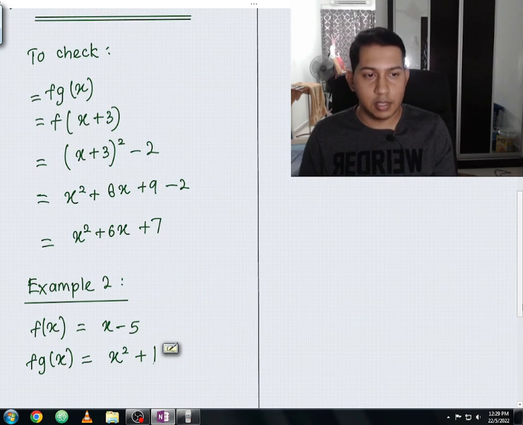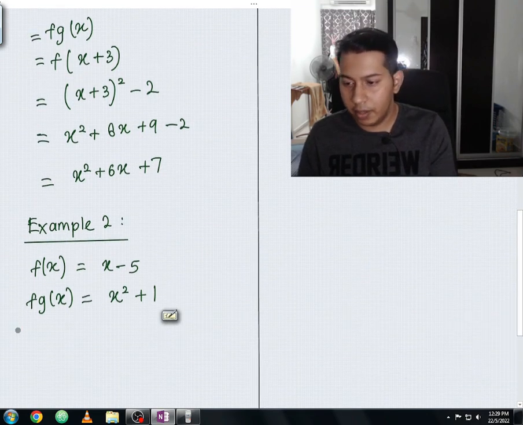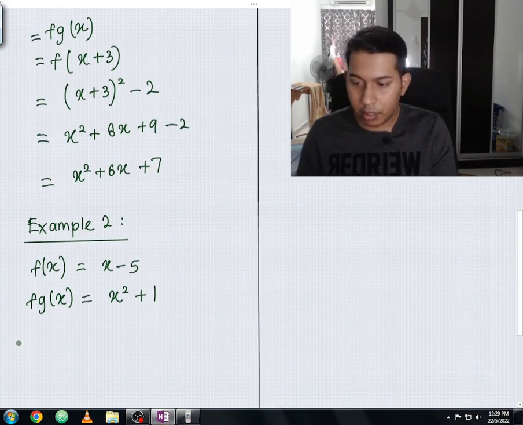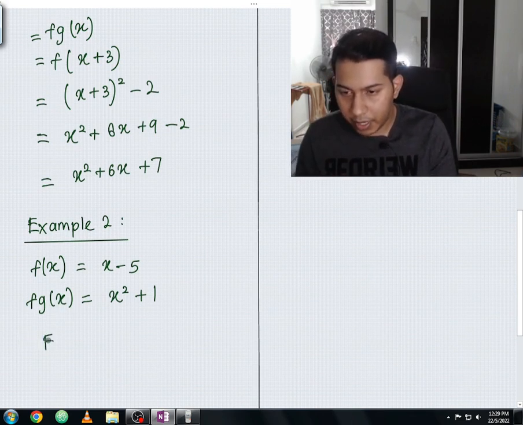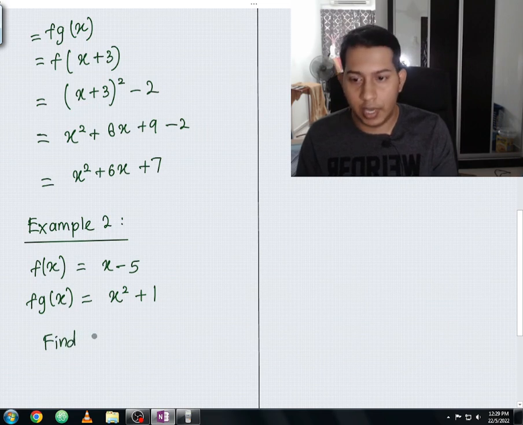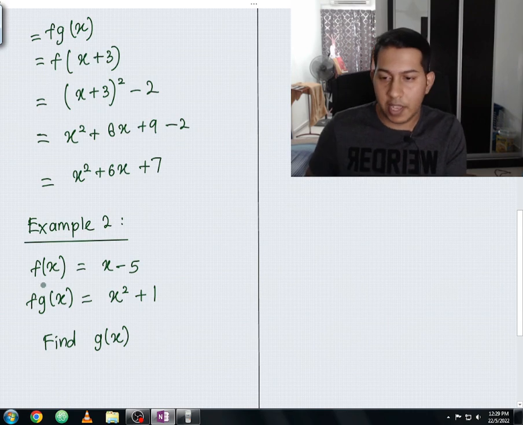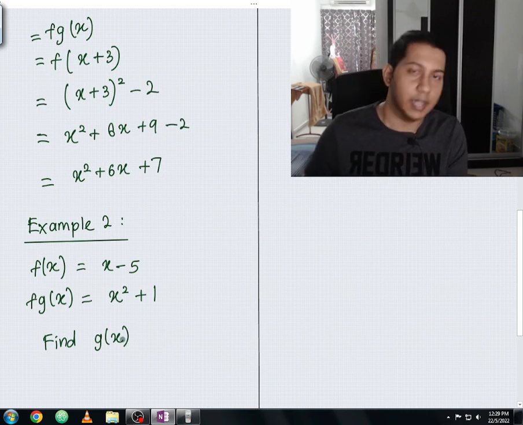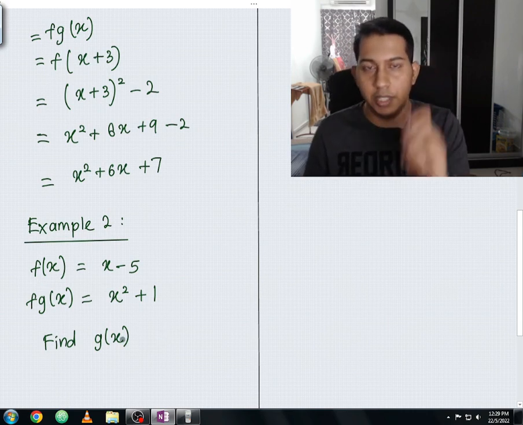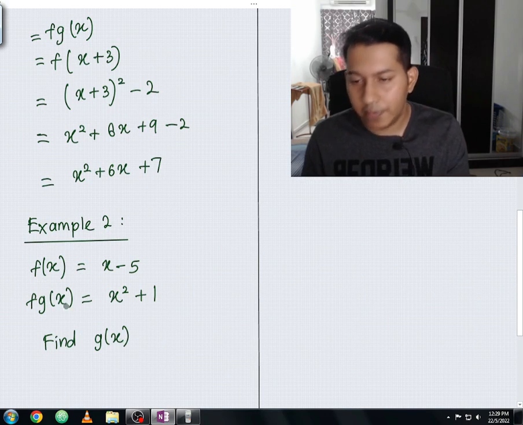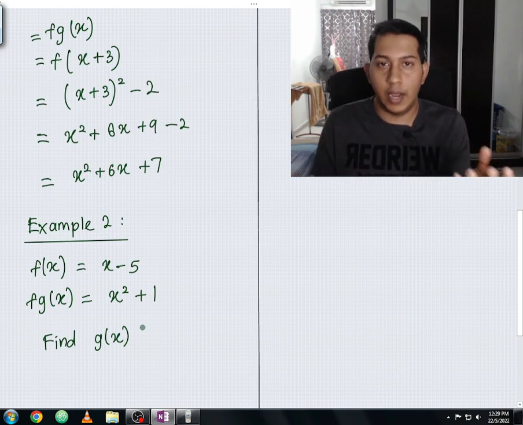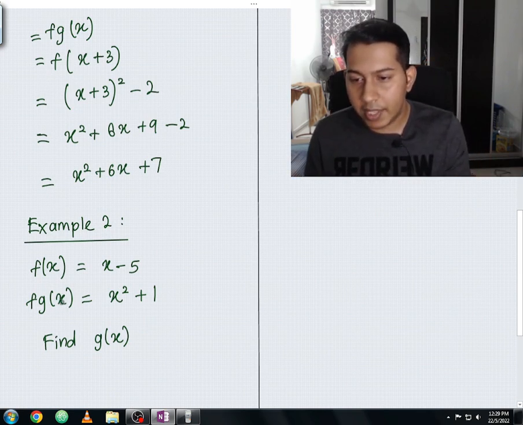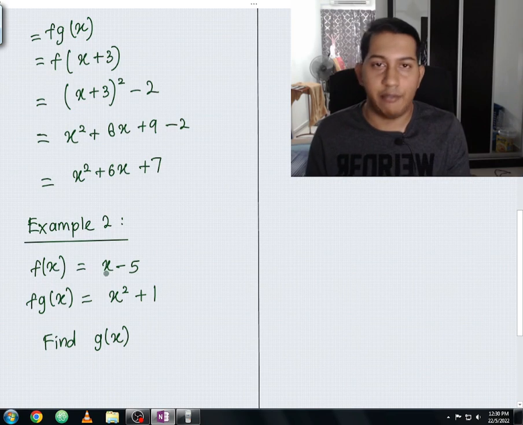In this case the question asks you to find g(x). So you're required to find g(x). They already give you the f(x) and you're required to find the g(x). One thing you should know, the first function you handle is g(x), but your g(x) in this case we have no idea, and this g(x) will later be substituted into the f(x).